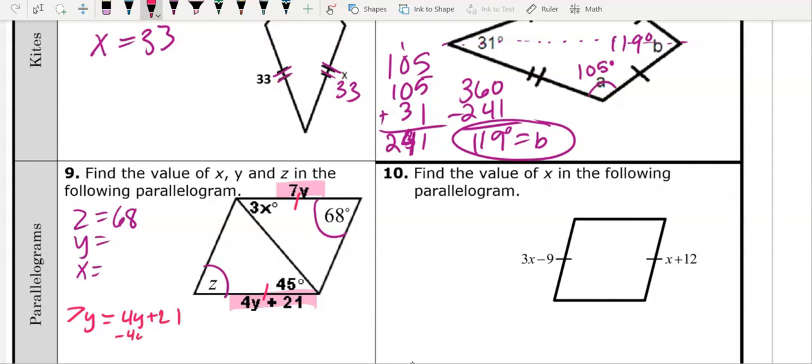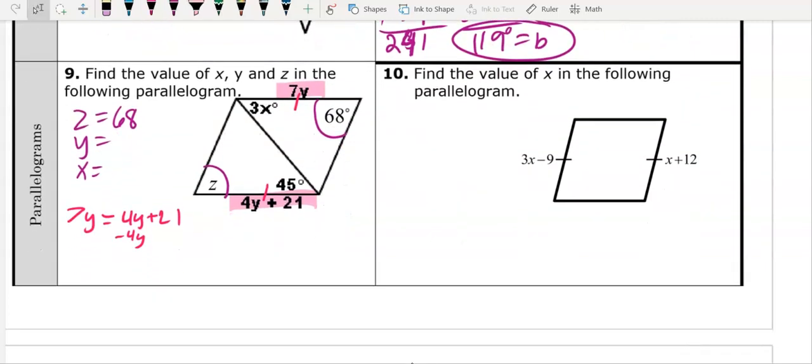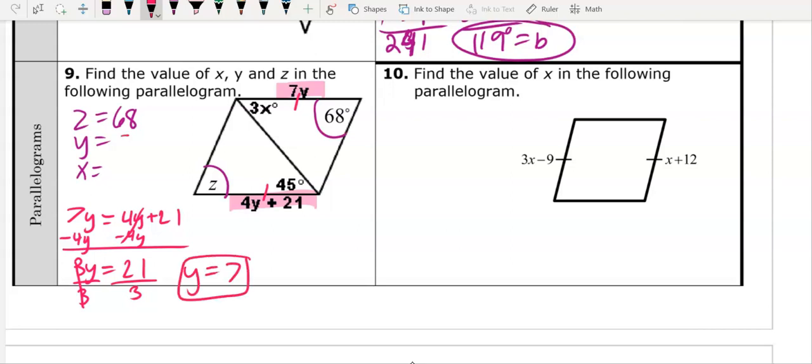So we subtract the 4y from both sides. It's 3y. Did I say 7y? Okay. All right, so y is 7.